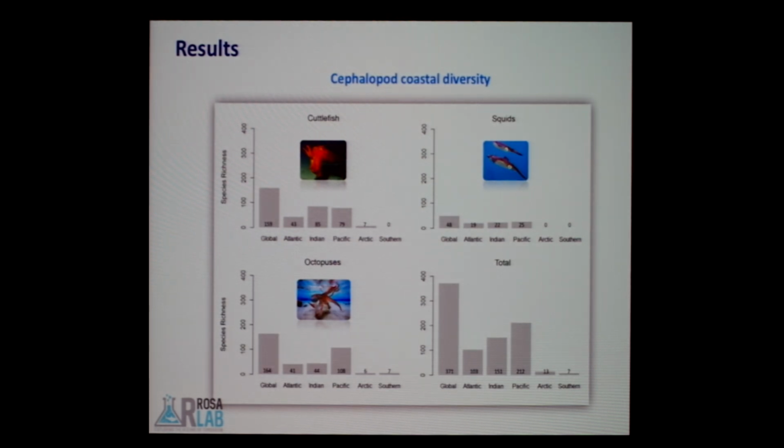Plotting in a different way. So in terms of cuttlefish, here I'm combining the sepia and cephalopods all together, the cuttlefish, and they are more diverse in the Indian Ocean, followed by the Pacific. The squids, more or less the same, Indian and Pacific. The octopus, definitely more in the Pacific. And of course, on the overall, we have more octopus diversity in the Pacific, followed by the Indian, then the Atlantic. Okay?